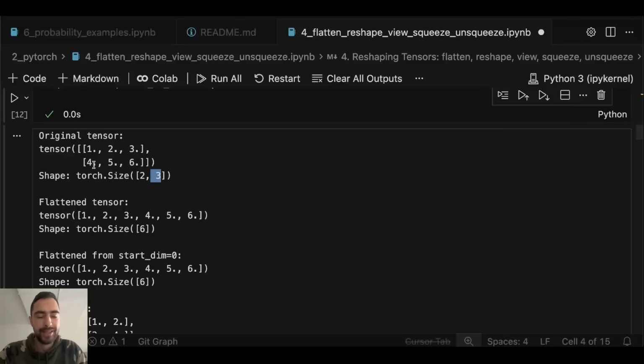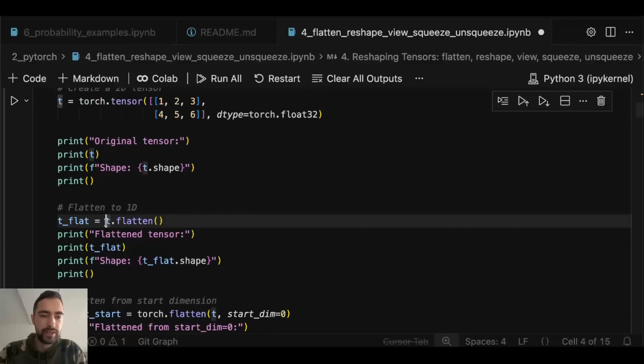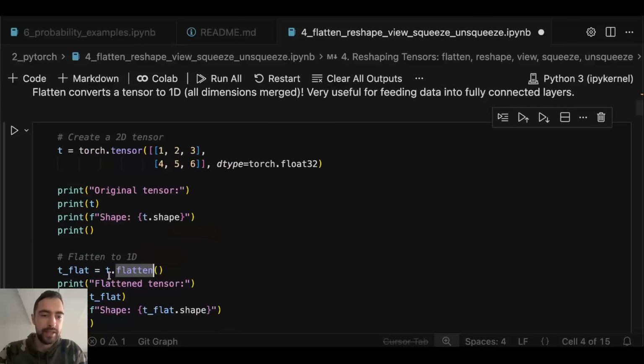We can flatten this tensor, which means we will just convert it into a single array. And so it's gonna go like this: 1, 2, 3, 4, 5, 6. So we will just put rows next to each other, and it's gonna be a single array. It will not be 2 arrays like here. So the shape is now just 6 because there are 6 numbers in this one array. And this flattening is done with tensor.flatten, and t is our tensor, remember. So t is our tensor.